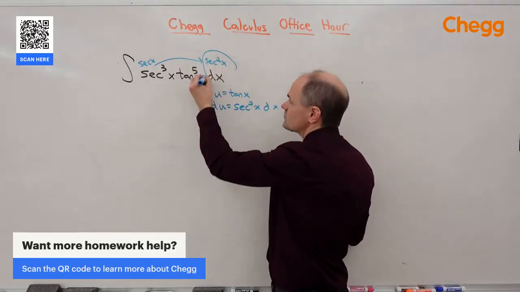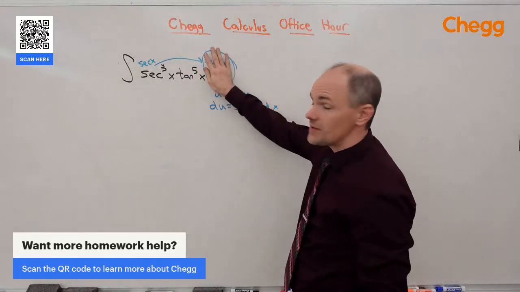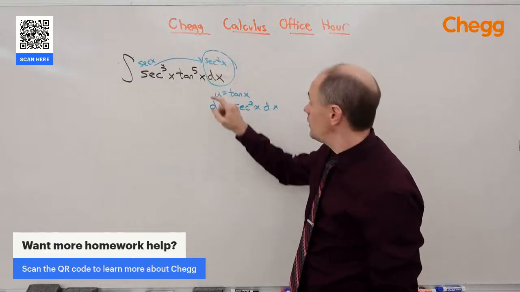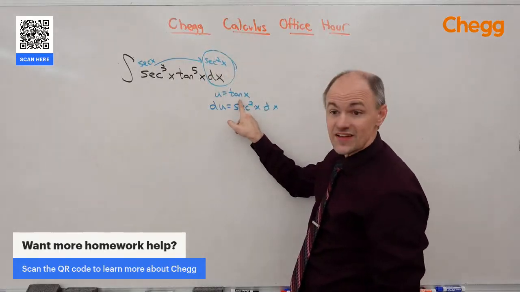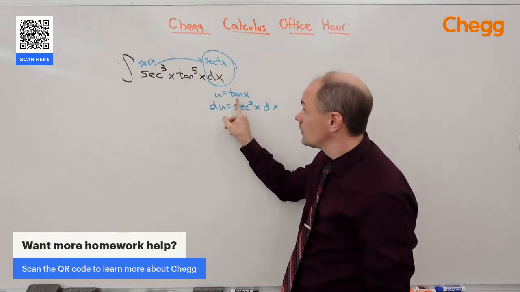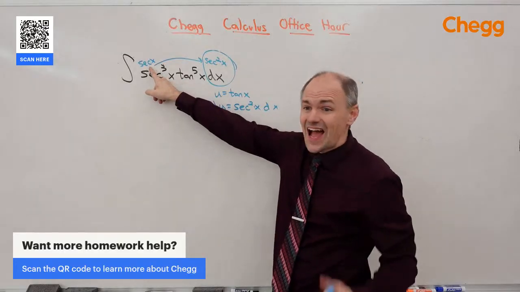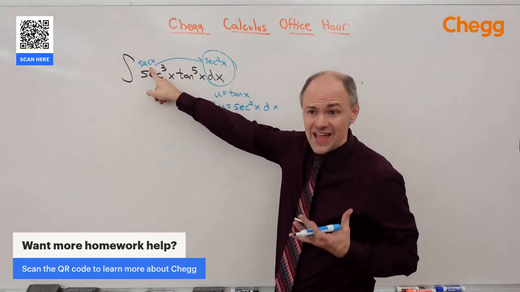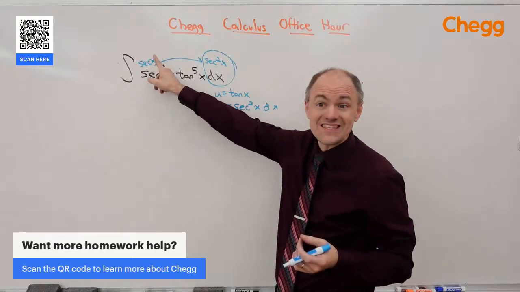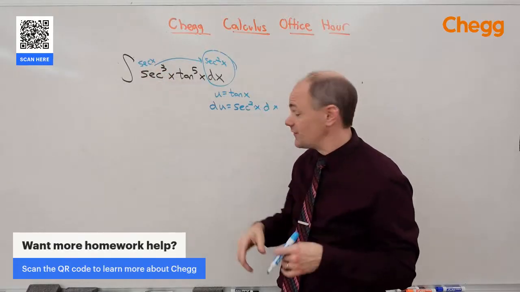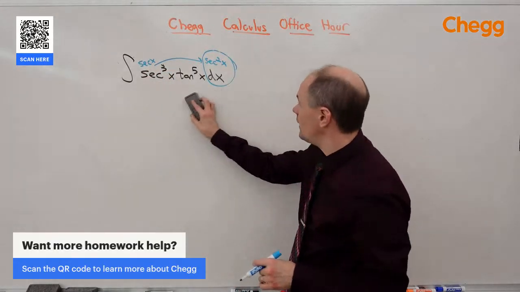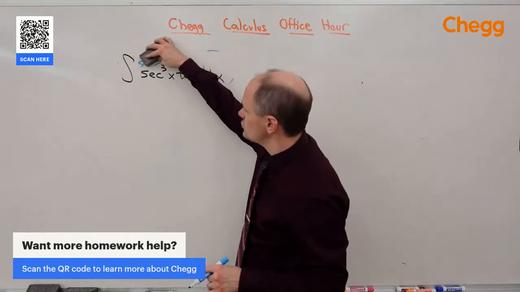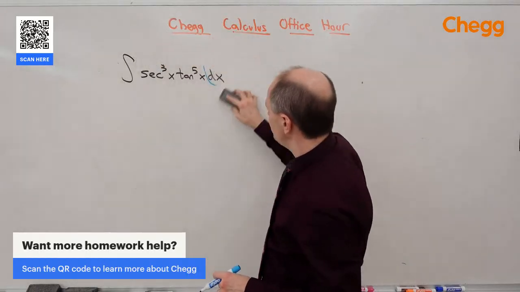When I do that, secant squared x dx, that's all going to become my du. We want to know, is it possible to make the rest of it into tangents? Well, I've just got a secant. I can't make secant into tangents. That's just not possible. I could make a secant squared using the Pythagorean identities, but it's just not possible to make that substitution. So we go with plan B.